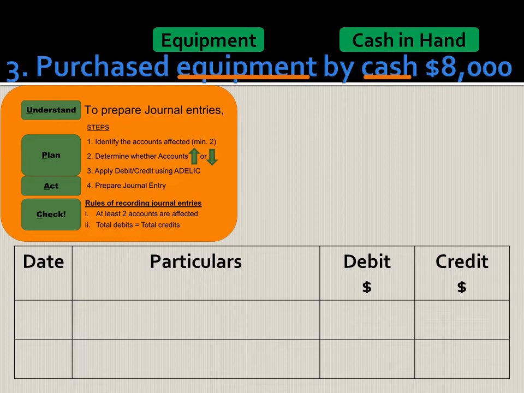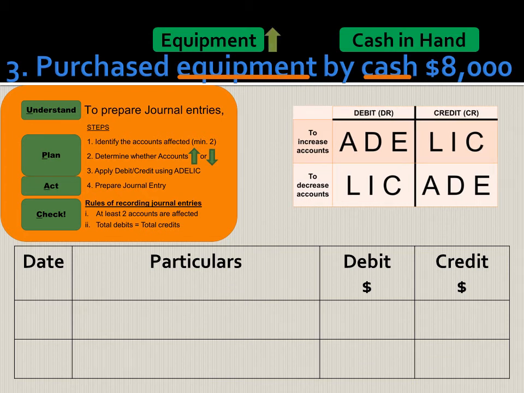Since the business purchased equipment, the business will have more equipment. Equipment is an asset, and to increase an asset, we would need to debit the account.